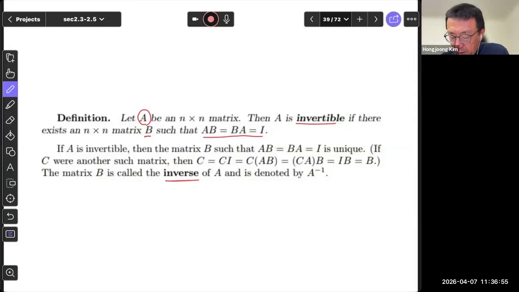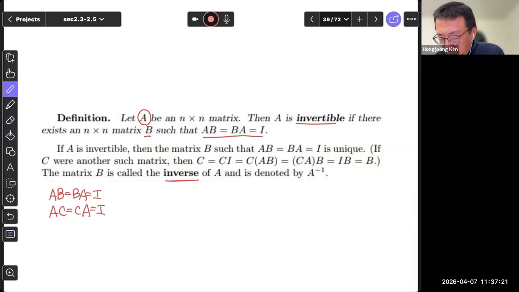Because if there is another invertible matrix, then that means B is an inverse. So A times B and B times A will be the identity. And if I assume that C is another inverse, then A times C and C times A will also be the identity matrix.